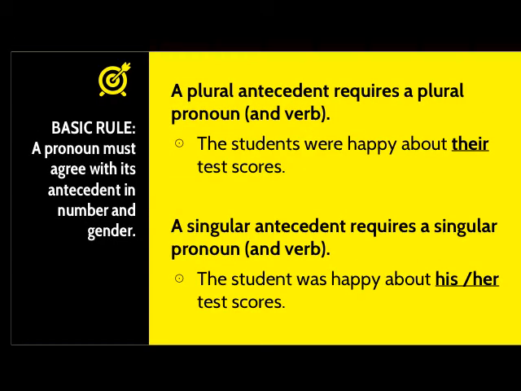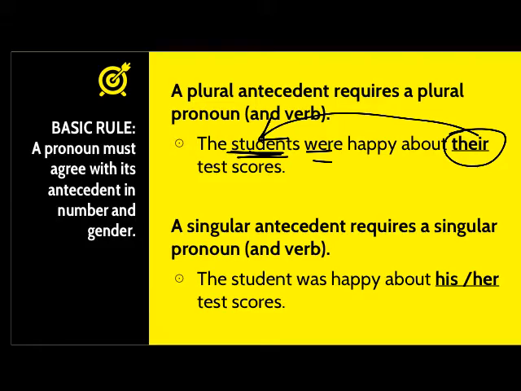The basic rule with pronouns and antecedents is much like the subject-verb agreement rules. The pronoun needs to agree with its antecedent in number and in gender. So if we have a plural antecedent, we need a plural pronoun as well as a plural verb. The students were happy about their test scores. So here we have a plural antecedent, and that antecedent in this particular case is students, and they were happy about their test scores. So their is referring to that plural students.